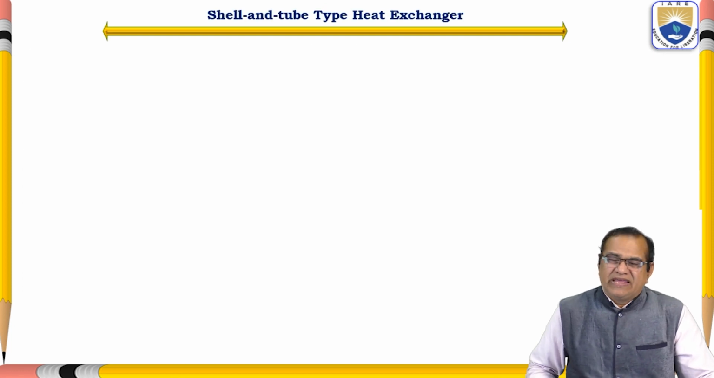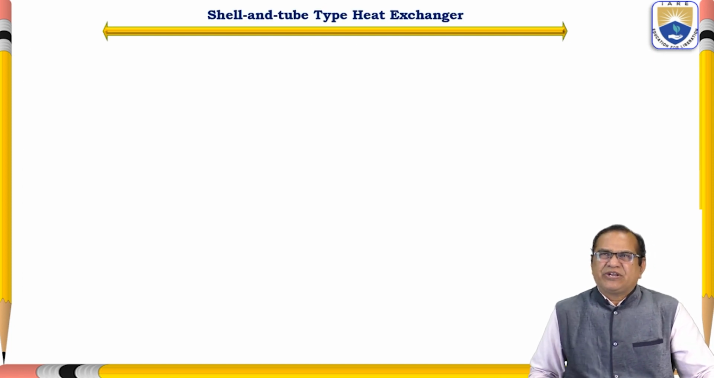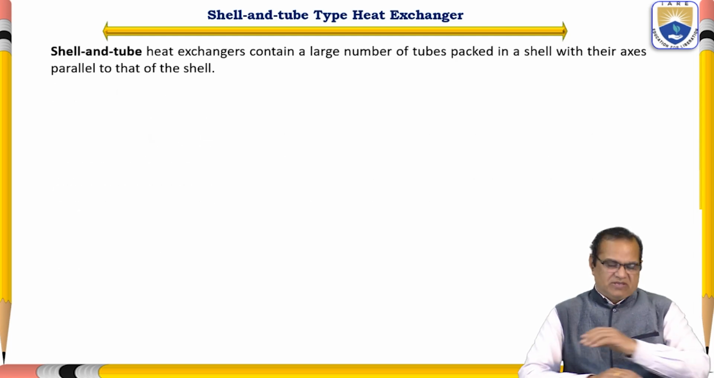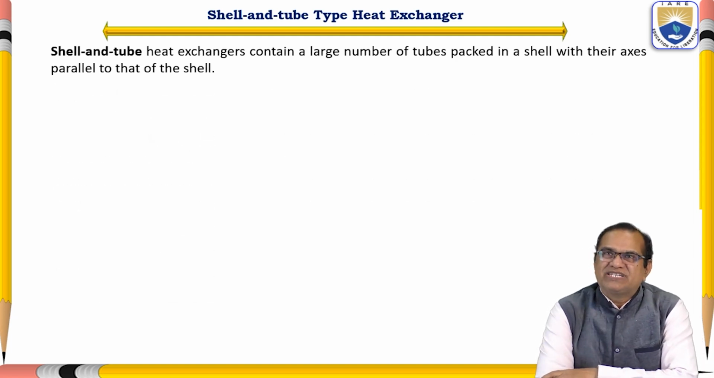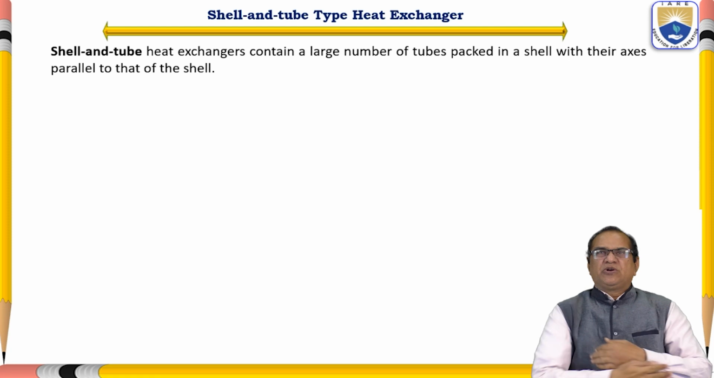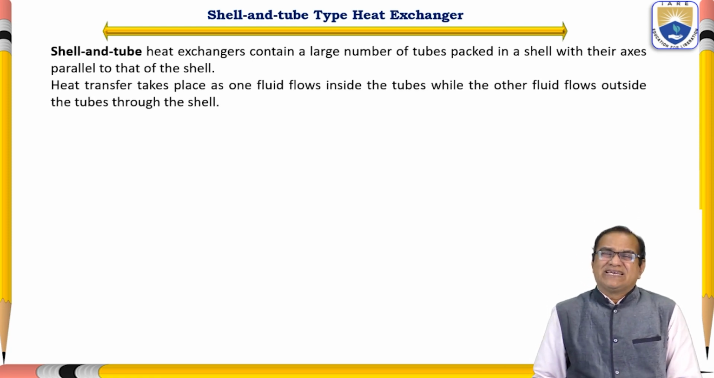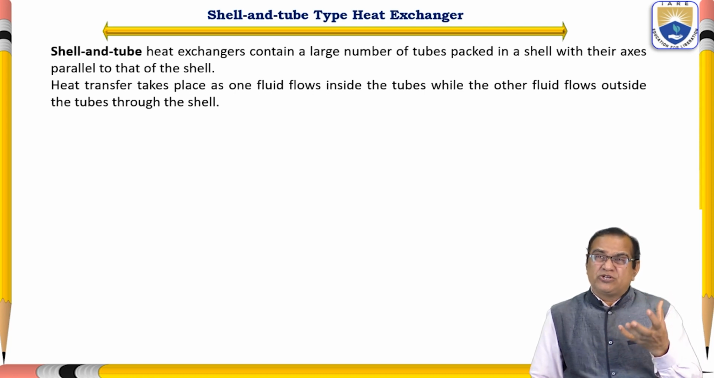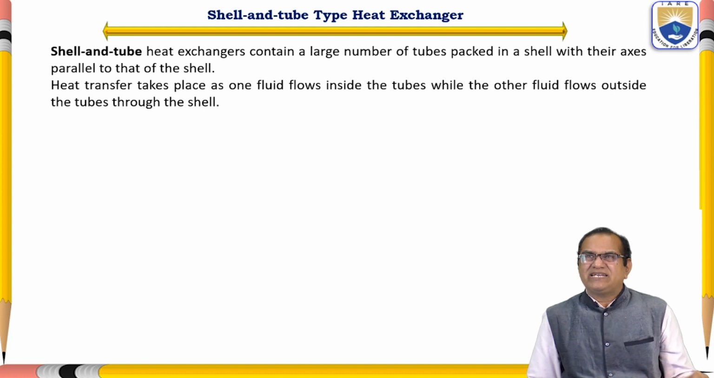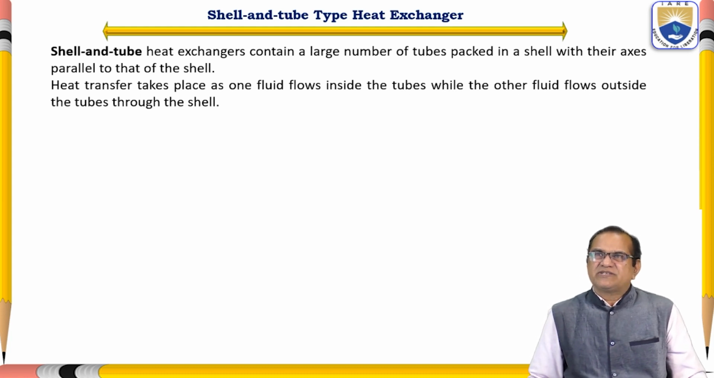Now I will discuss another type. It is called the shell and tube type heat exchanger. So here shell and tube heat exchangers contain a large number of tubes packed in a shell with their axis parallel to that of the shell. So many tubes are there. I will show all the real images of this in the last slide. Packed in a shell with their axis parallel to that of the shell.